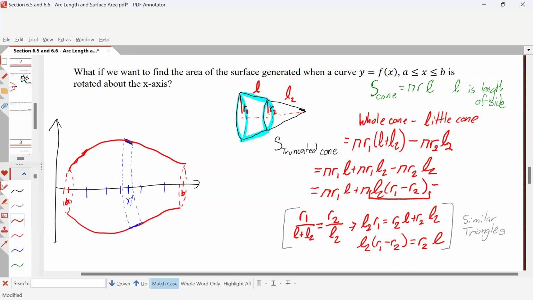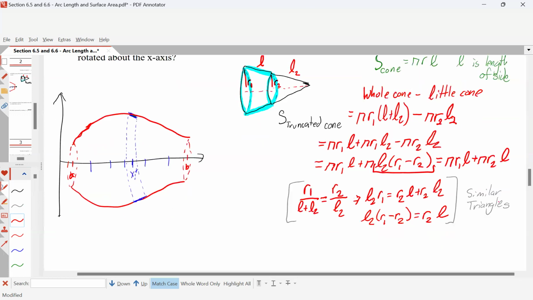So this equals pi R1 L, keeping that first part the same, plus pi R2 L. Which we can see is the same as pi times R1 plus R2 times L. We still would really, really like it if we didn't have two triangles that we're worried about, or two radiuses that we're worried about.